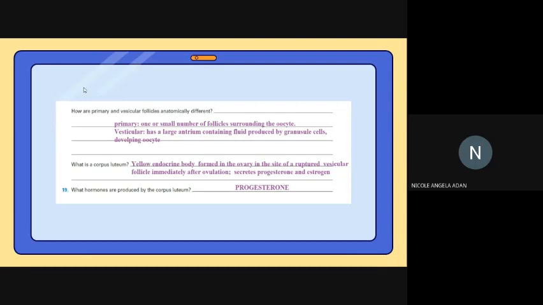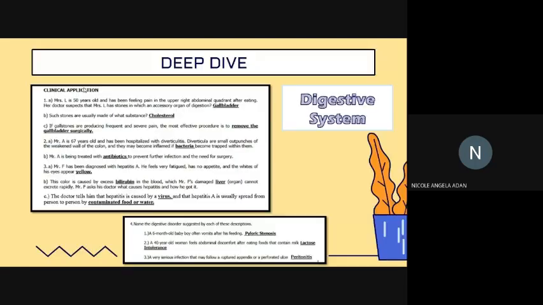And what is a corpus luteum? It is a yellow endocrine body formed in the ovary at the site of a ruptured vesicular follicle immediately after ovulation. It secretes progesterone and estrogen. For number 19, what hormones are produced by the corpus luteum? We have the progesterone.